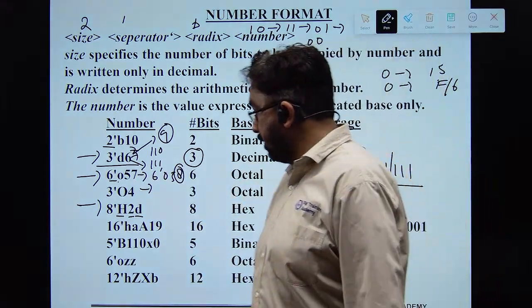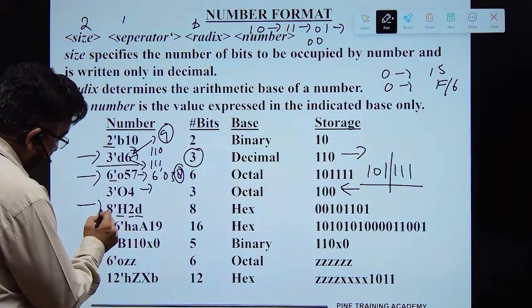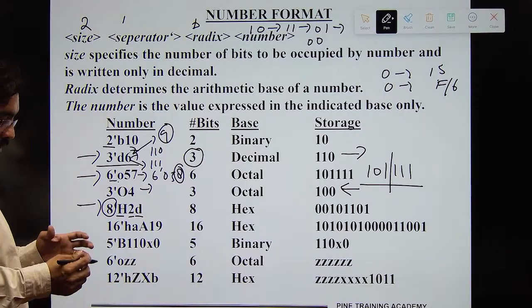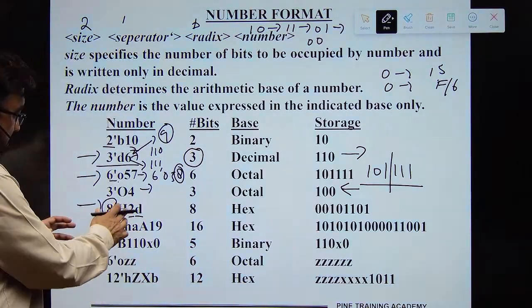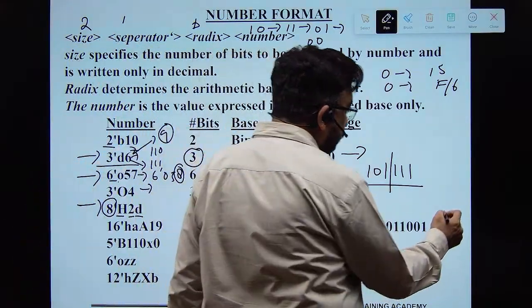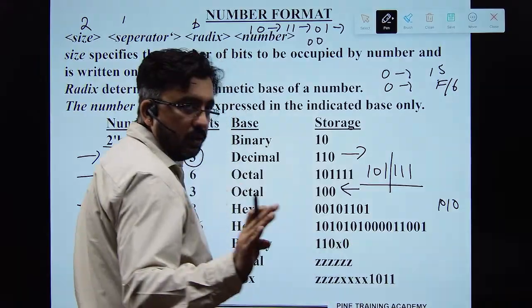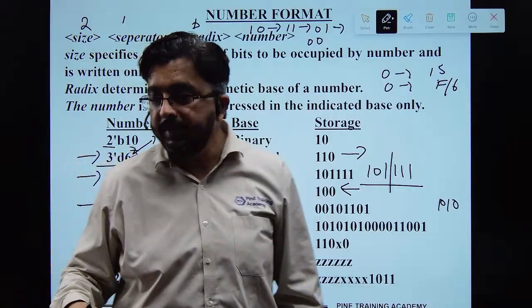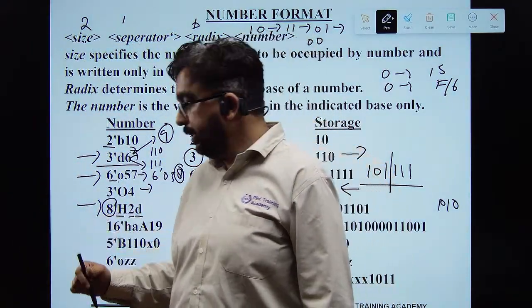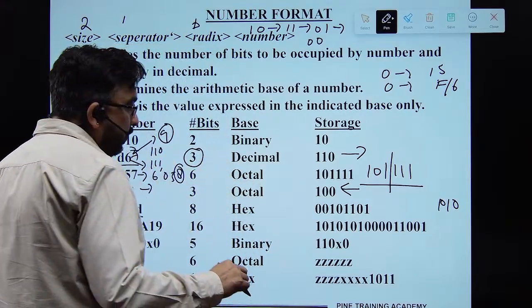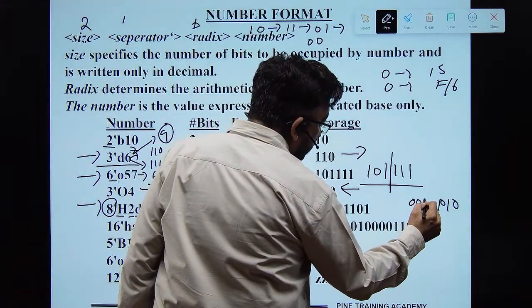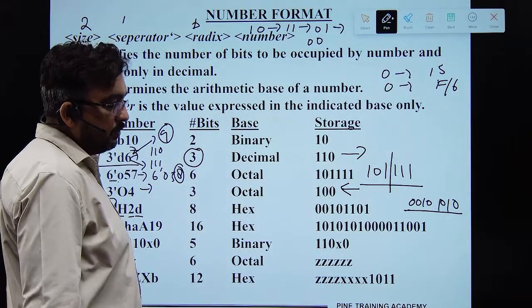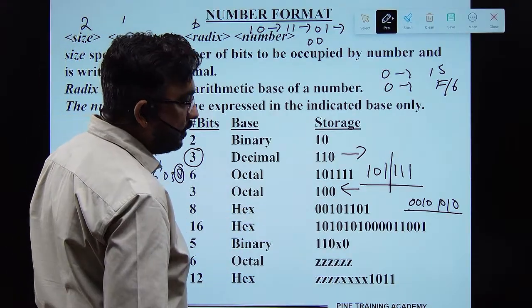So how are you going to represent it? 8'h2D. H is hexadecimal, and we have to maintain the size. D is what? A, B, C, D, so D is 1101. 2 is 10, and we need to make up 8 bits, so we write it with a maximum of 4 bits each: 0010 and 1101.